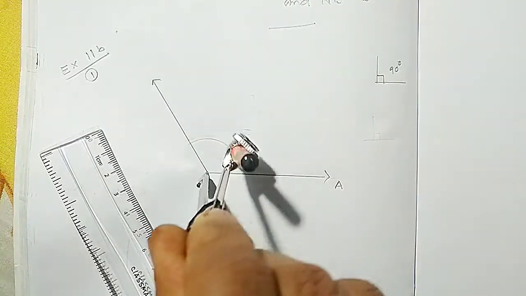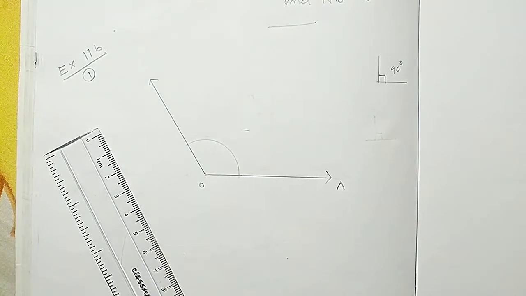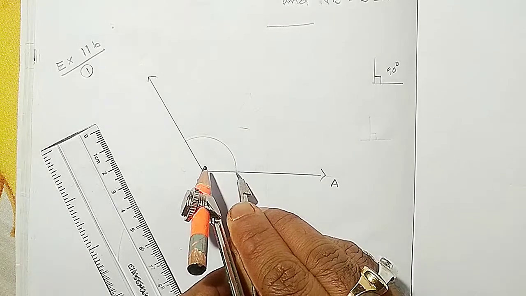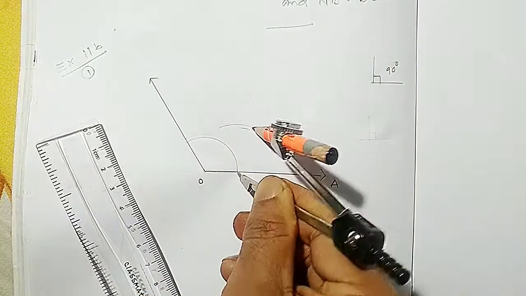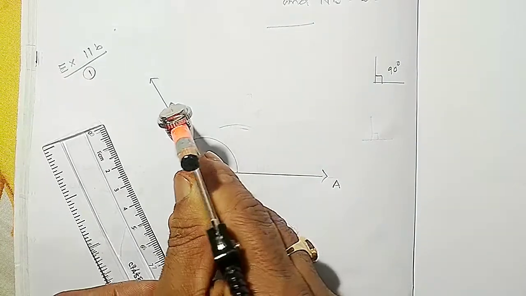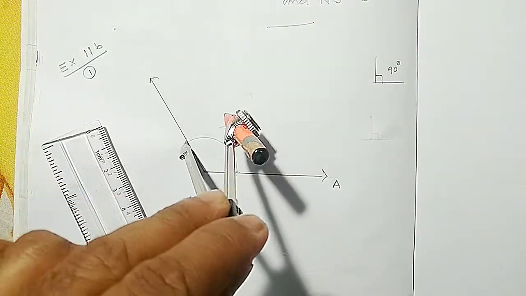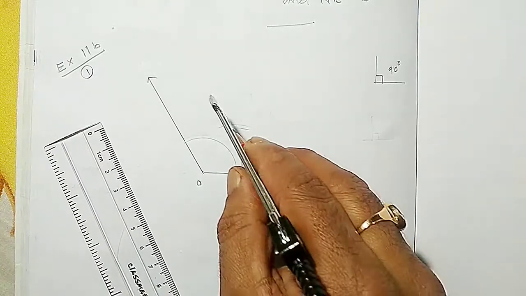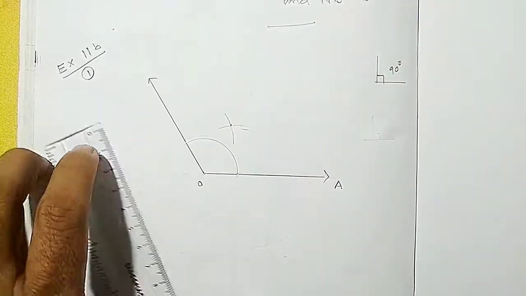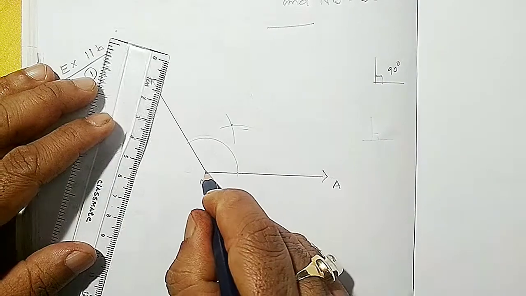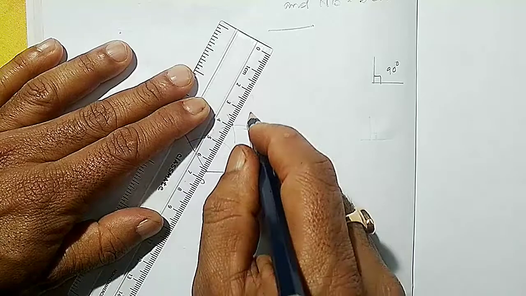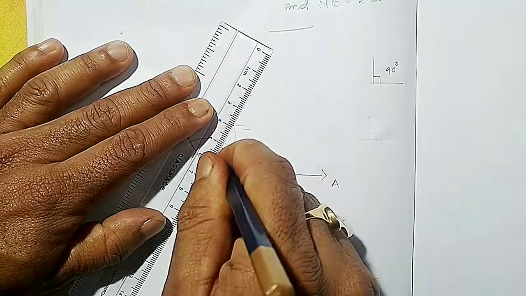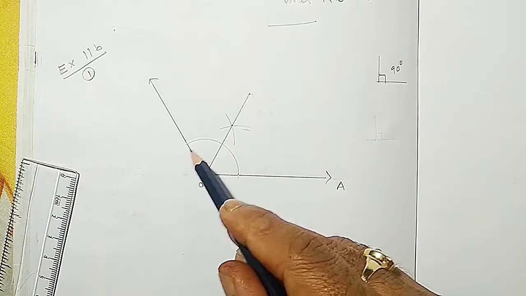I can draw one arc. In the next part of the question it is given, we have to bisect it. For this, taking this point as center and radius more than half, we have to draw one arc this side. Similarly, from this point, we have to draw another arc. The arcs intersected at this point. Now, if we join this point and this point, then I am going to get a line. So this line has bisected the obtuse angle.